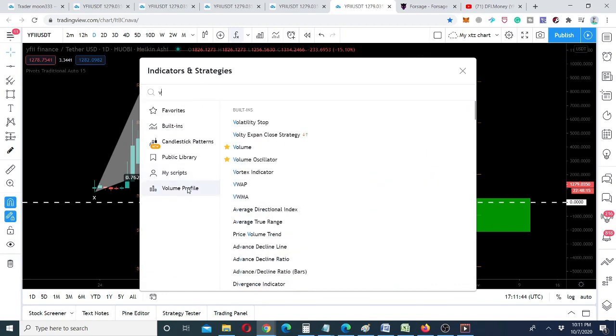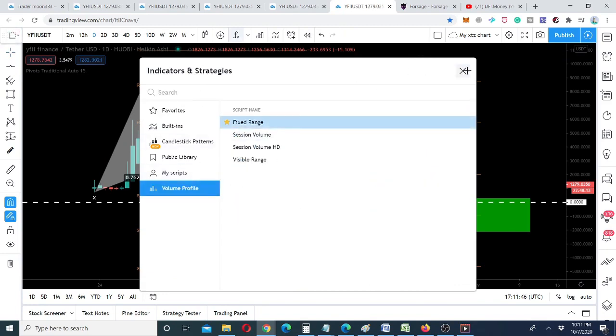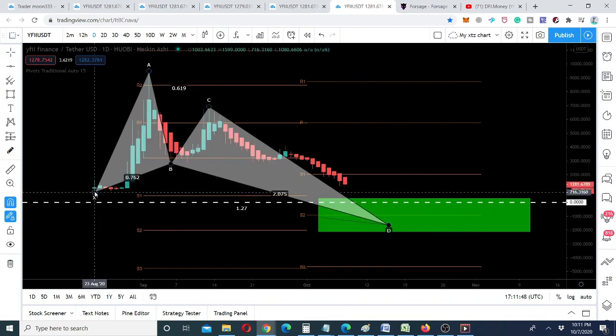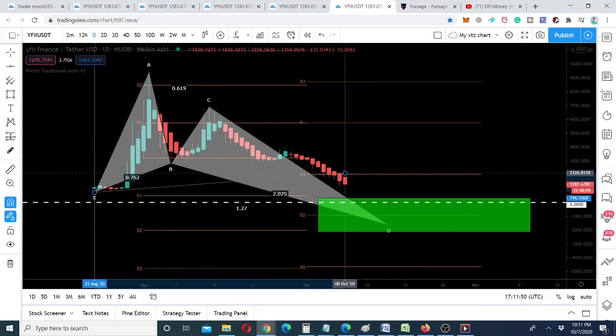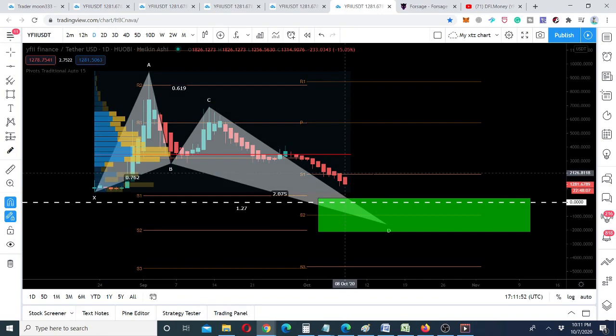From here on is the complete price action in the history of the DFI.Money token. Now here, first I would like to show you this pivot support level 1 that the price action has already broken down. So it is another bearish signal that the price action will move more down.